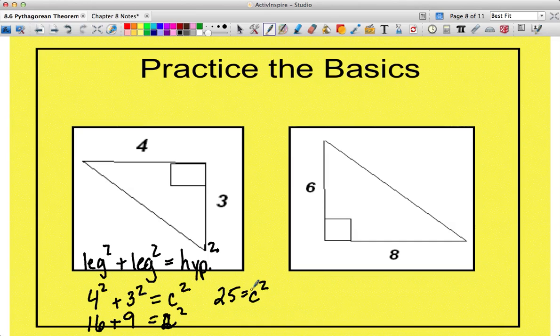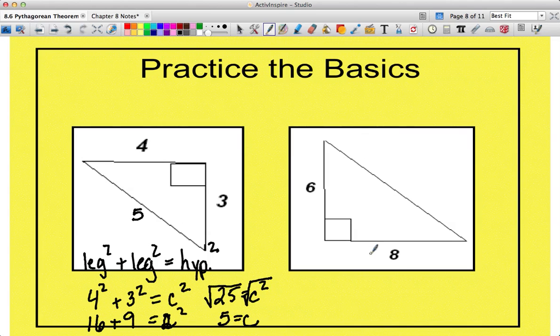Now, because we have c squared and we want to get c all by itself, we have to take the square root of c squared and the square root of 25 to figure out what c is. So 5 is equal to c. So the length of this hypotenuse is 5 units. We'll try this one again.